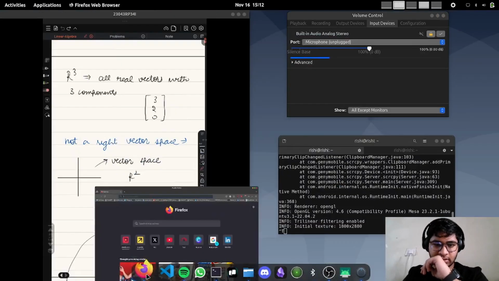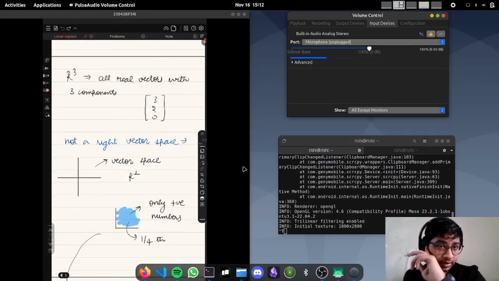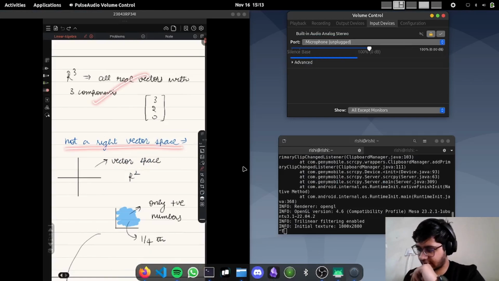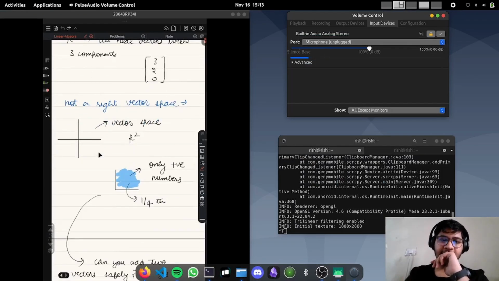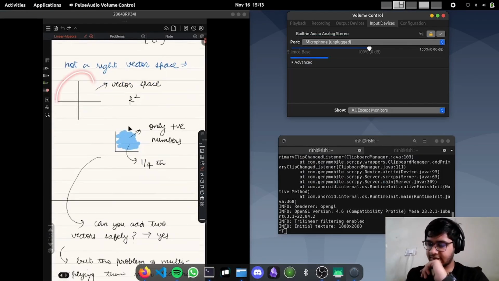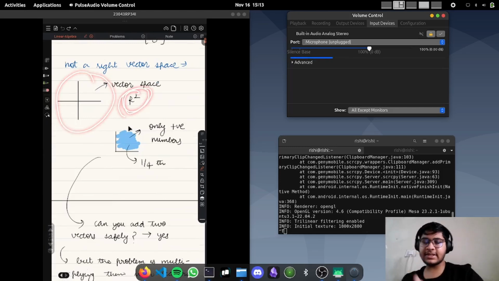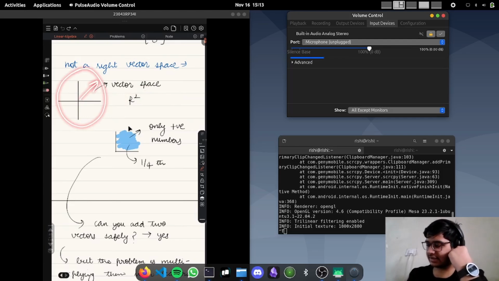So R3, all real vectors with 3 components. Cool. Now, not a right vector space. Let's understand what is not a right vector space. So see, this is a vector space. We know that this is an R2 vector space. Every single vector of 2 dimensions exists in this XY plane.